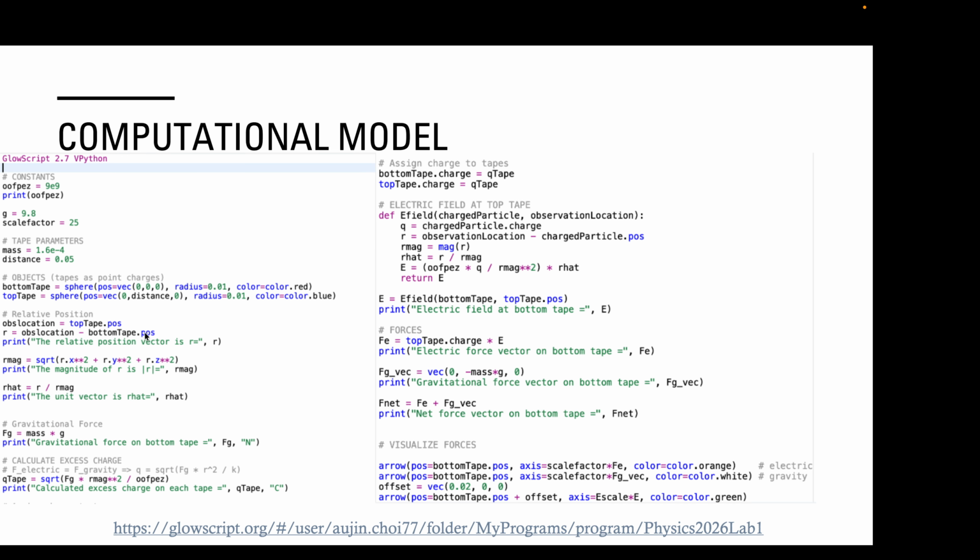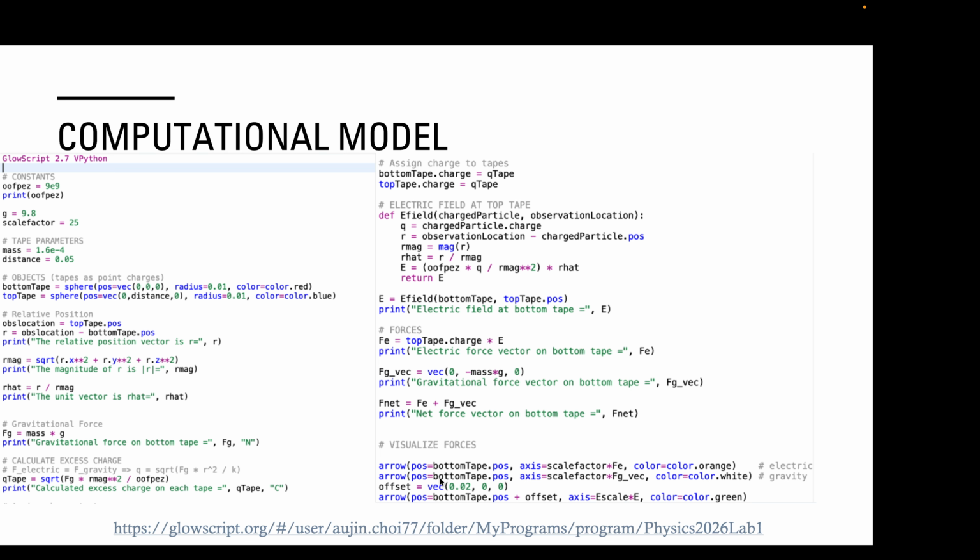Here we have our code. This at the bottom here represents the calculation for excess charge. And here we have the factors that help calculate this. We have the magnitude, r hat. Here we have UFPES, which represents the k value. We have gravity, the scale factor, mass, and distance.